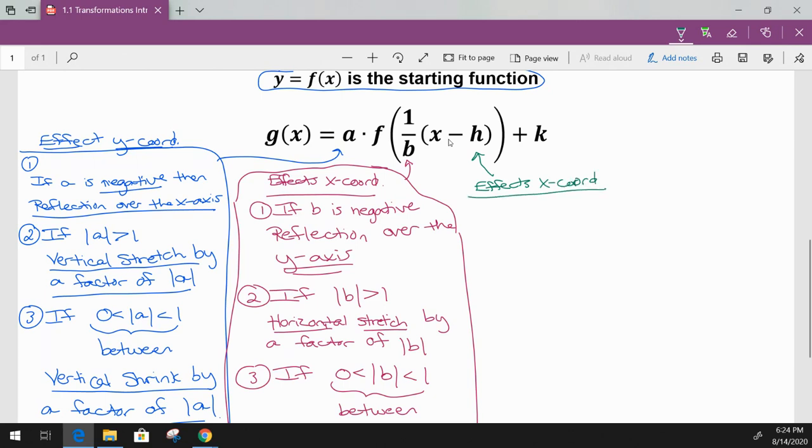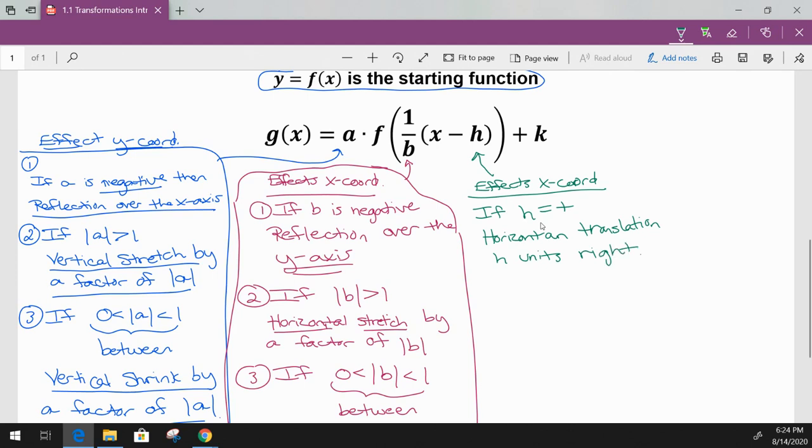And again, think inside. So if it's in parentheses with the x, it's going to affect the x coordinate. So if h is a positive number, then you're going to have a horizontal translation h units to the right.